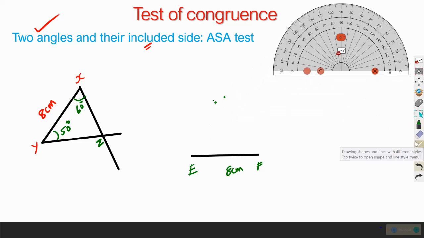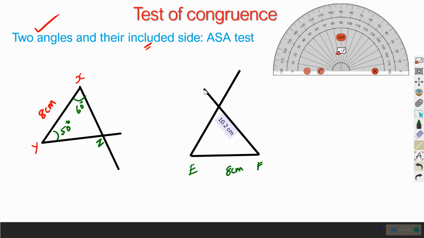Now, as earlier I did, from here through 60 degree marking, through here, okay, and another 50 degree through here. So now I got a triangle, and I can write this as EFG, suppose. These two triangles must be congruent. Here it is 60 degree and here it is 50 degree.